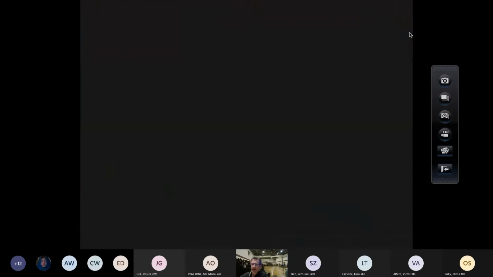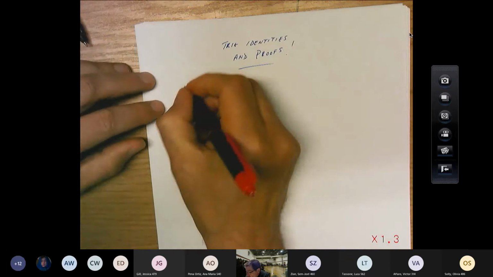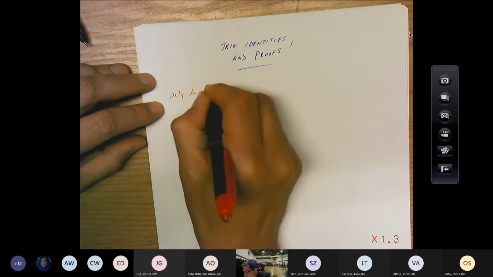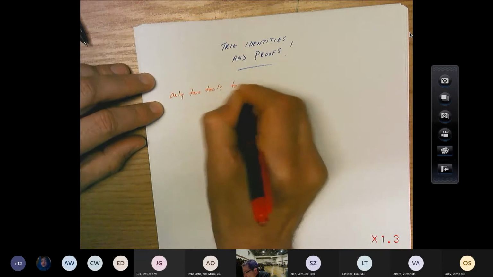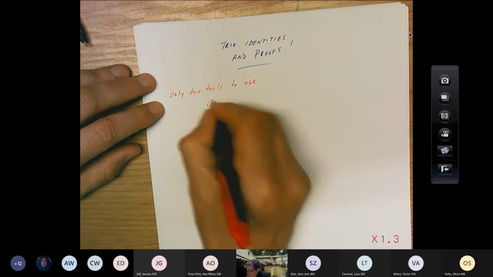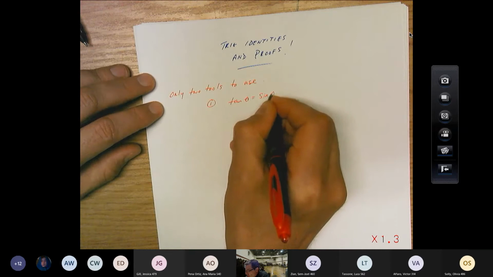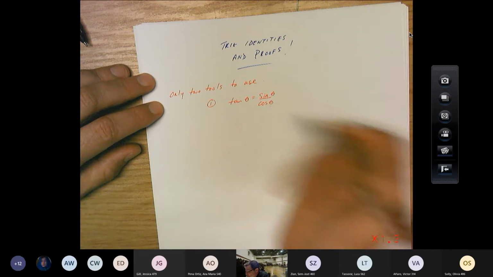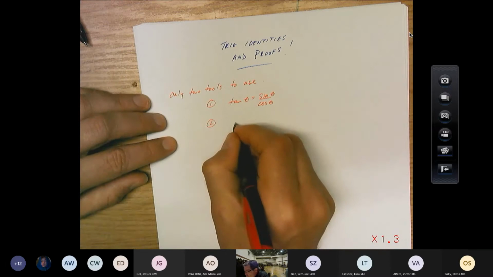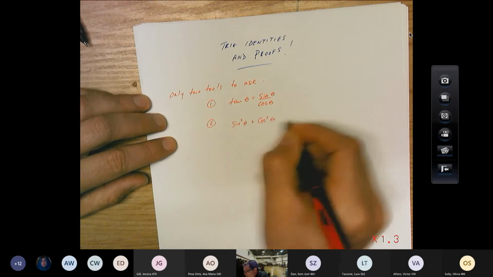So what we're going to do is we're going to list. There's only two rules. Only two tools to use. Here's the first one. Tan theta equals sine theta over cos theta. That's it. That's one of the rules. And the second one is sine squared theta plus cos squared theta equals 1.